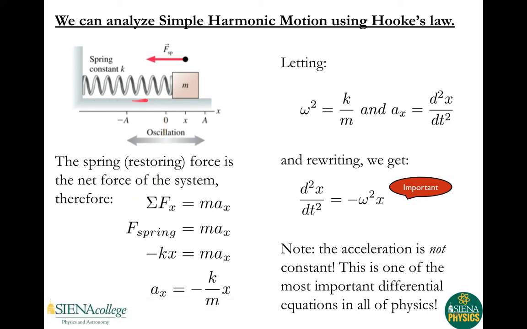Frictionless surface that this mass is sitting on. This is the equilibrium position. So we've pulled it out a little bit to the right, and then we're going to let it go. And like we just saw in the simulation, it's going to oscillate back and forth about the equilibrium position.